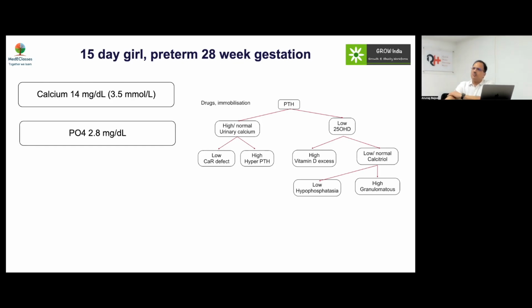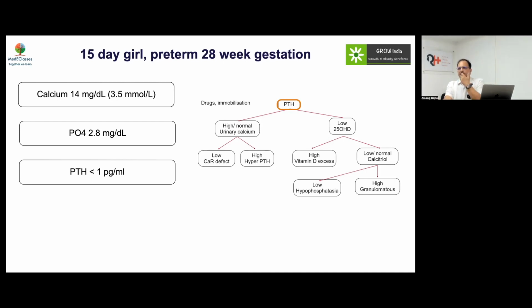Is it PTH dependent cause? You would expect the PTH to be high in this case. But there is a setting. This is a preterm child. So you have to start thinking of something else also. PTH is 0, so it is not PTH dependent, but still you have low phosphorus and high calcium. So what are the possibilities now?